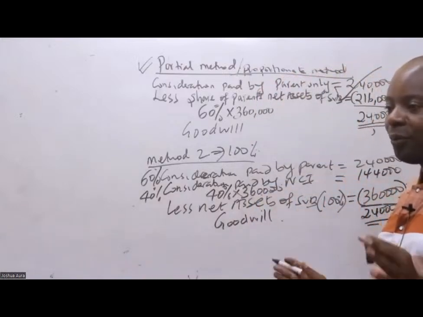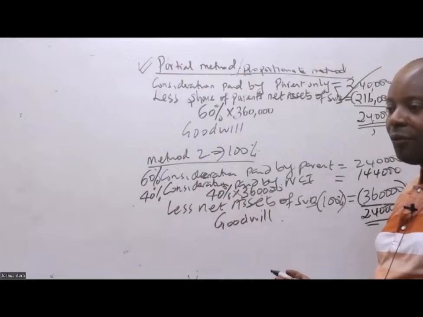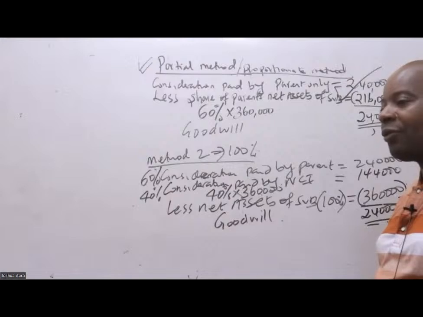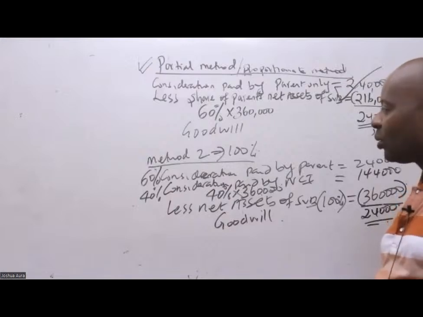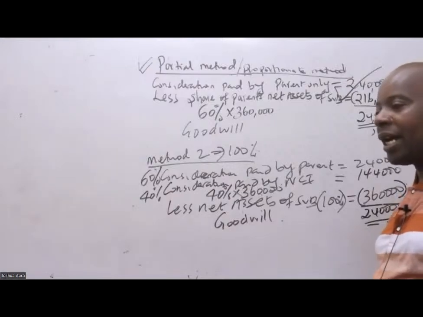For partial, number one is easier. You don't have to reason at all. Number one is always easier.